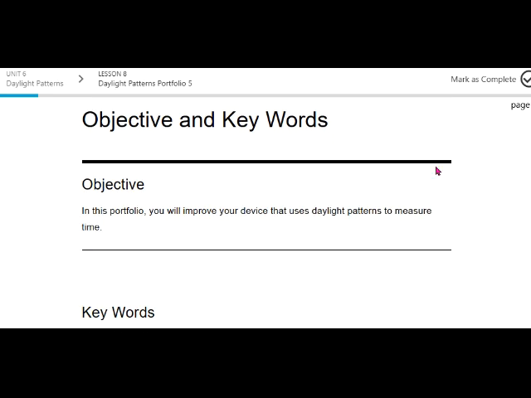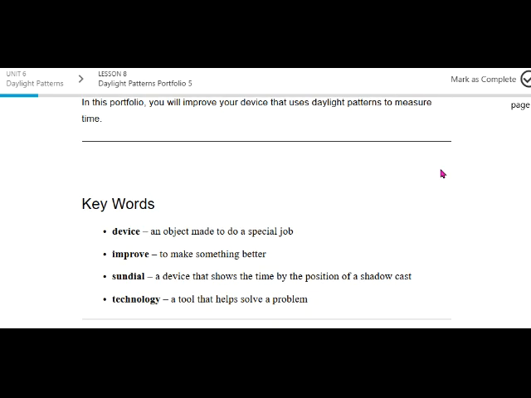Objective. In this portfolio, you will improve your device that uses daylight patterns to measure time. Our keywords: device, an object made to do a special job; improve, to make something better; sundial, a device that shows the time by the position of a shadow cast; and technology, a tool that helps solve a problem.